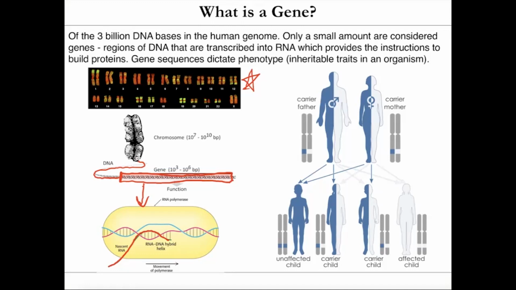So most of the DNA in your body is non-coding DNA. It doesn't code for any RNA and it's not considered a gene. The function of all this extra DNA is something that's still being worked out. But gene sequences are really what dictates your phenotype, and a phenotype is an inheritable trait in an organism.